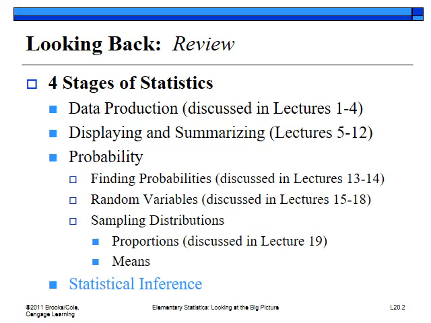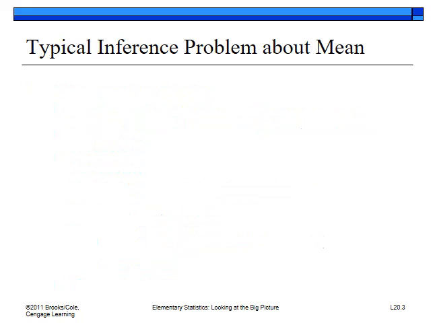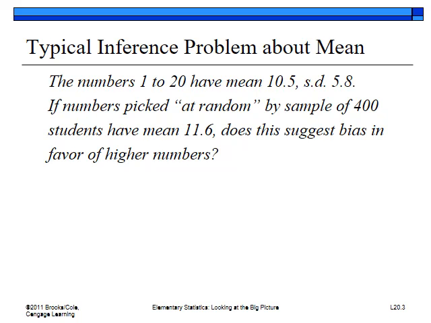So in the 4 stages of statistics, we are in probability, and we're talking about sampling distributions and means. So here's what a typical problem looks like. If you take all the numbers from 1 to 20, you'll note that they have mean 10.5 and standard deviation 5.8. You can find that by entering those numbers into your calculator. If numbers are picked at random, in quotation marks, by a sample of 400 students, if the mean of the sample is 11.6, does this suggest that the students were biased to pick higher numbers?